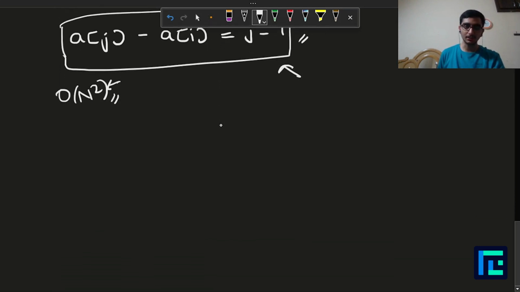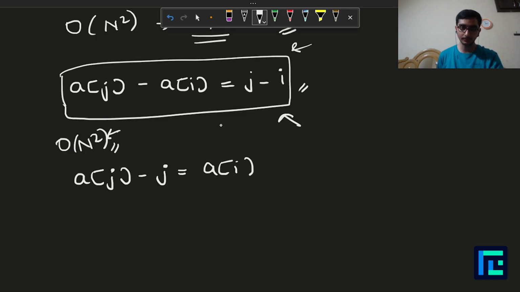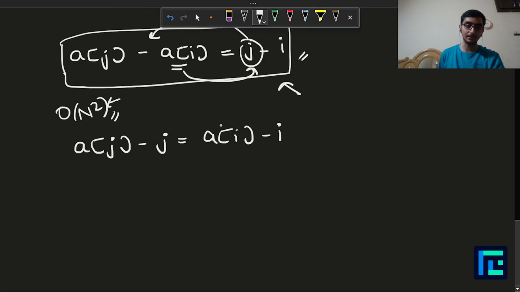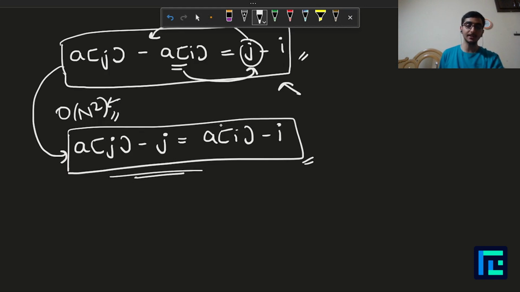So now let's do one thing. Let's shuffle the terms to the left and right hand side of this equation and rewrite it as following. A of j minus j equals A of I minus I. So what I have done basically, this A of I has gone to the RHS and this j has gone to the LHS. That's it. And these two are basically the same equation. Just shuffle them, right?